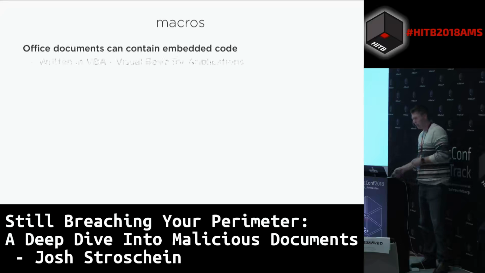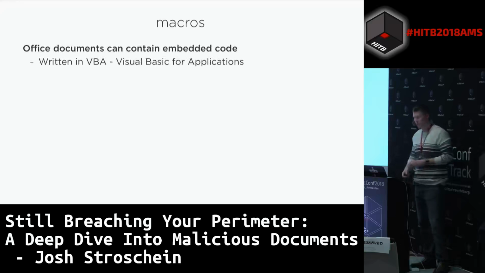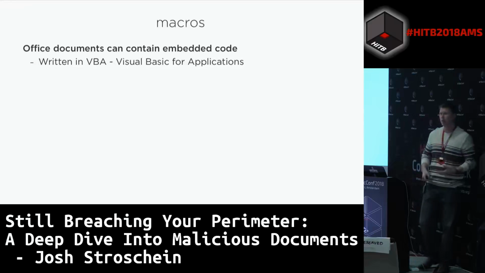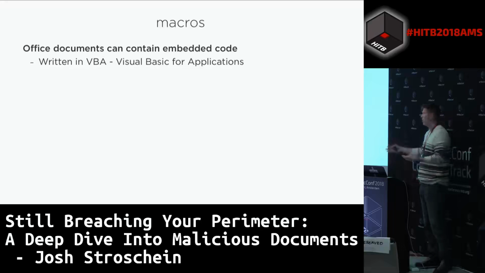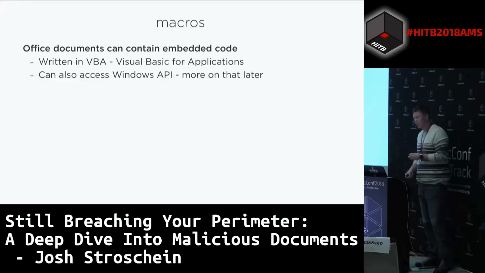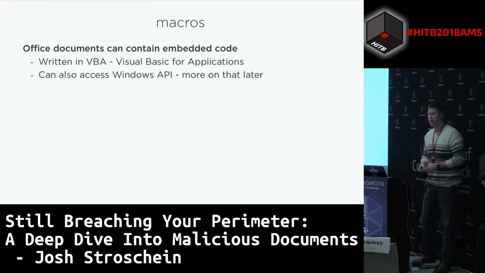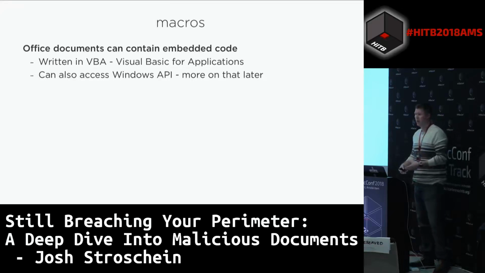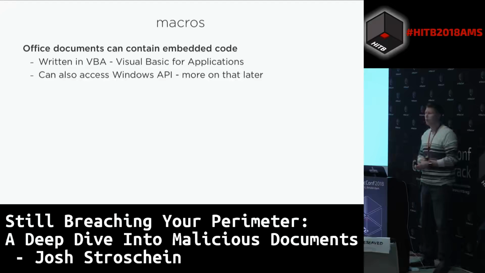So macros can contain embedded code, VBA, Visual Basic for Applications. Again, it's well supported and well documented by Microsoft. You can find pretty much everything on MSDN, the Microsoft Developer Network. Something that surprised me the first time I saw it is that you can also access the Windows API through your VBA. A colleague put it in perspective the other day, or maybe it was a podcast, I don't remember where I heard this, but Windows was inherently written for developers.